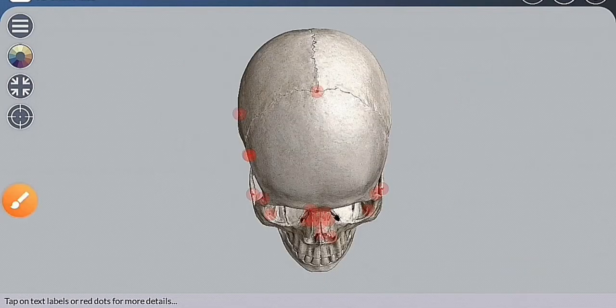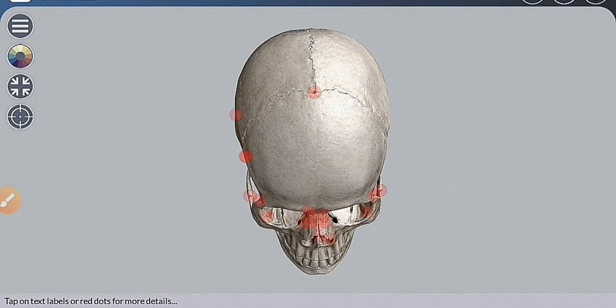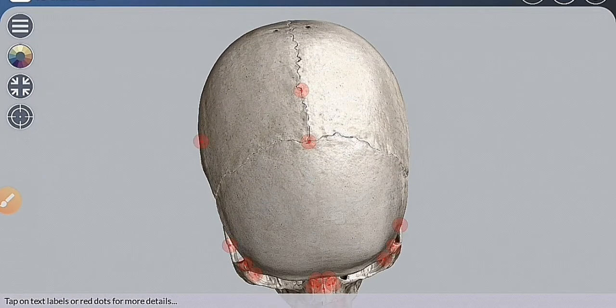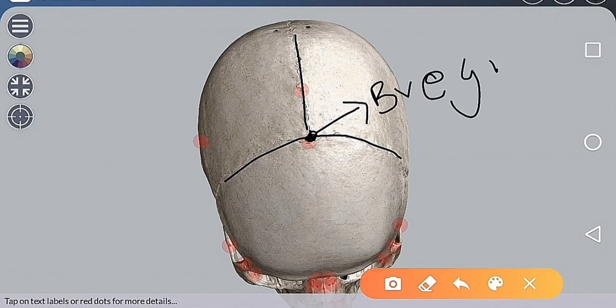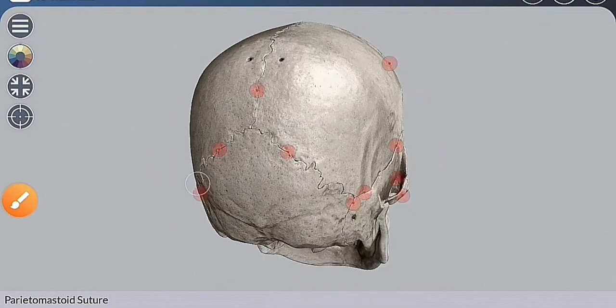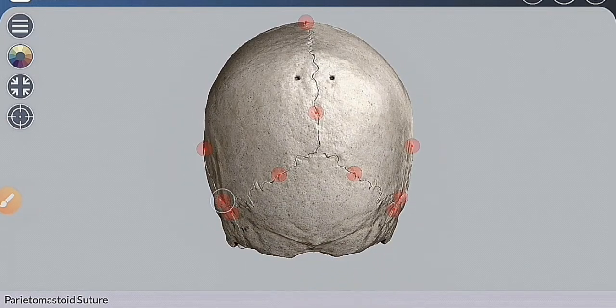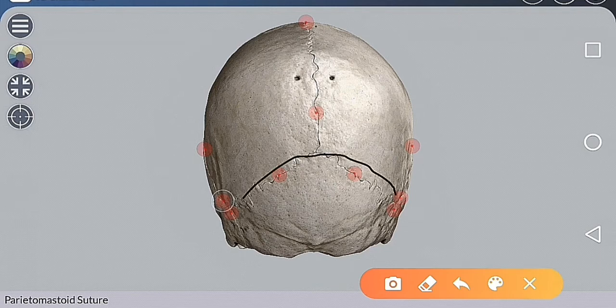Let us also talk about some sutures present in the skull. This is the coronal suture here, and this is called the sagittal suture, and the point where they meet together is called bregma. This is the bregma, and on the posterior side we have another suture called the lambdoid suture. This is the lambdoid suture, and this is the sagittal suture, and the point where they meet is called lambda.